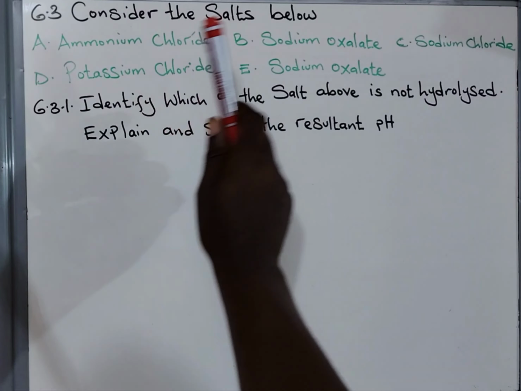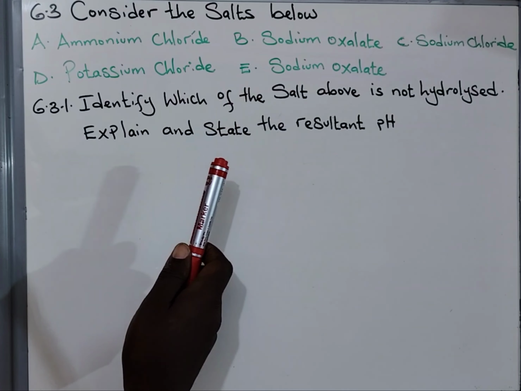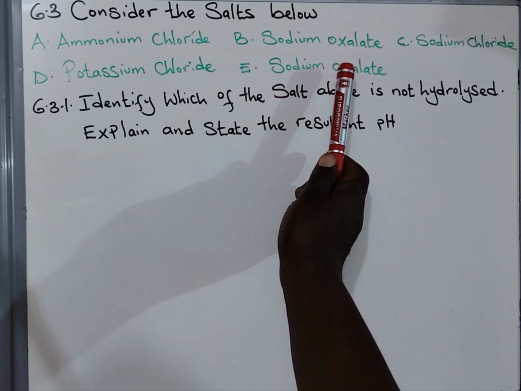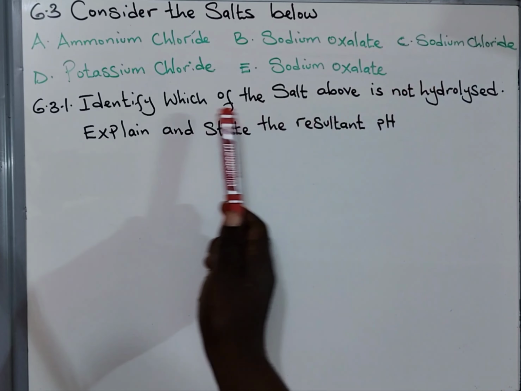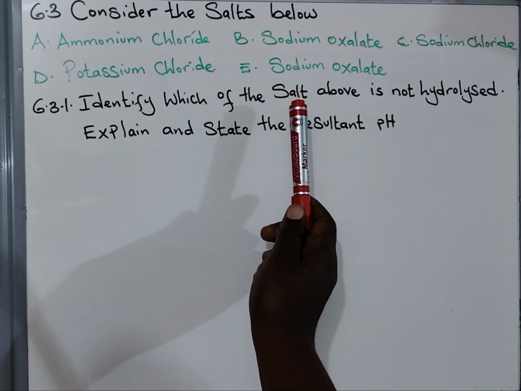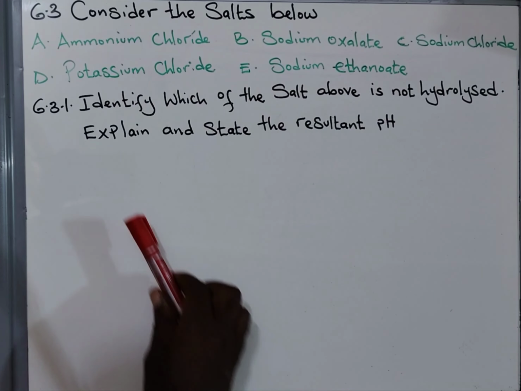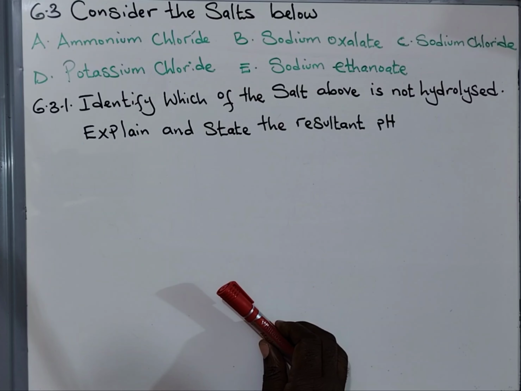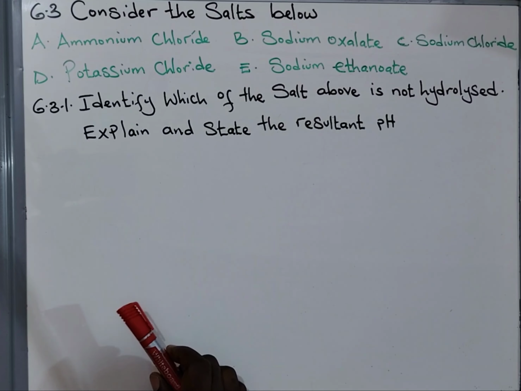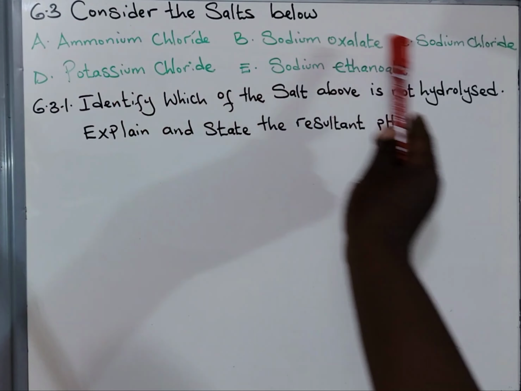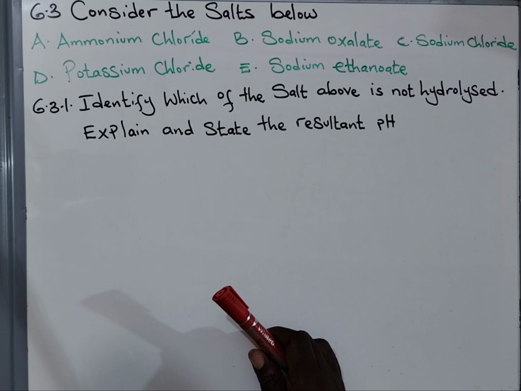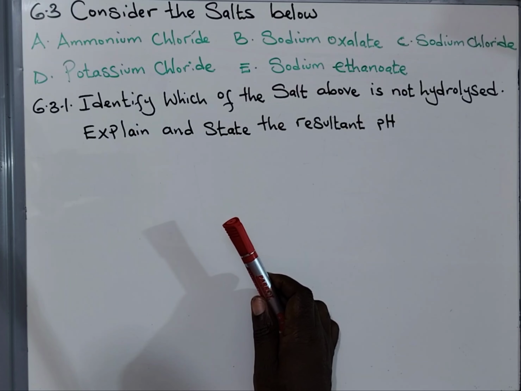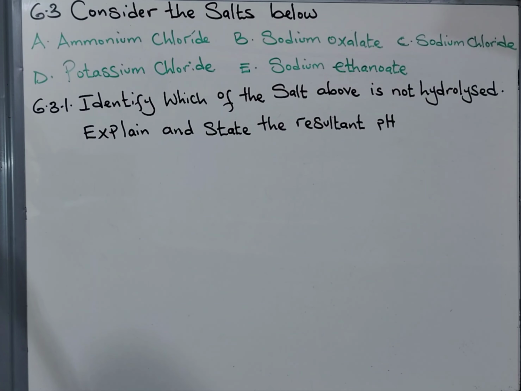So this question says, consider the salts below. The salts are ammonium chloride, sodium oxalate, sodium chloride, potassium chloride, sodium ethanoate. And then the question says, identify which of the salts above is not hydrolyzed. Explain and state the resultant pH. So we have all these salts above, but which one is not hydrolyzed? Okay, the answer is sodium chloride.